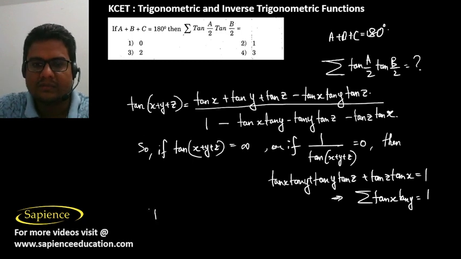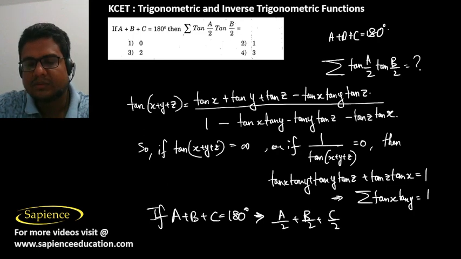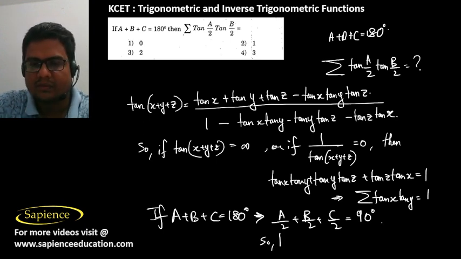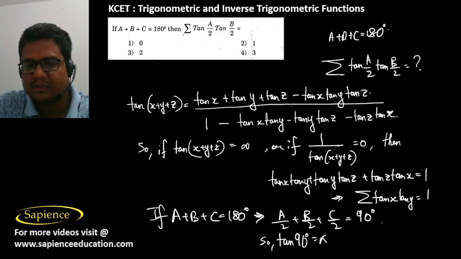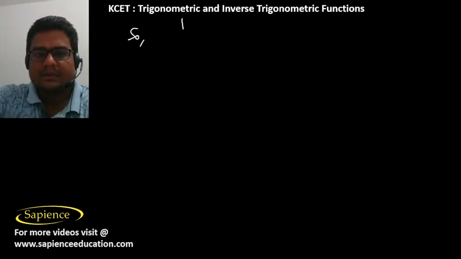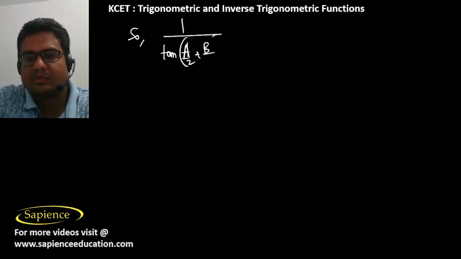So similarly, if A plus B plus C is equal to 180 degree, then A by 2 plus B by 2 plus C by 2 will be equal to 180 by 2, that is 90 degree. So now we know that tan 90 is equal to infinity, or we can say that 1 by tan 90 is equal to 0. So therefore I can say 1 by tan of A by 2 plus B by 2 plus C by 2 will be equal to 0.